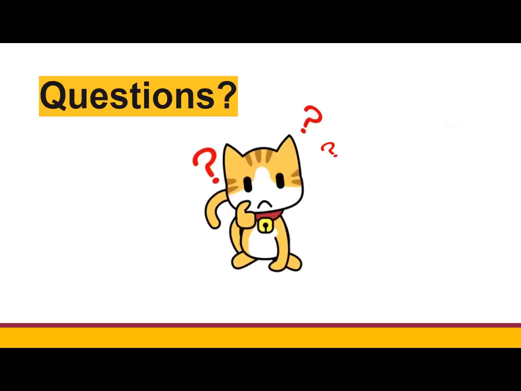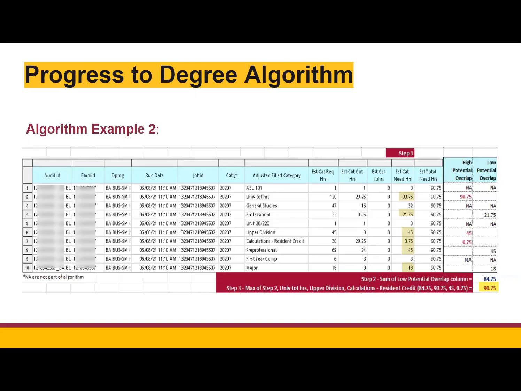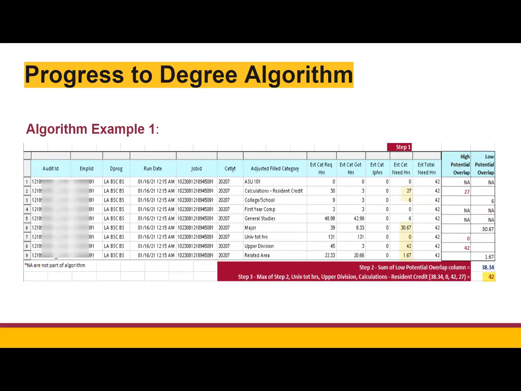I don't know if you wanted to do questions now or later. Oh, I have a question. I think it was the one where there were 42 credits. Yes. And that was calculated off the upper division.